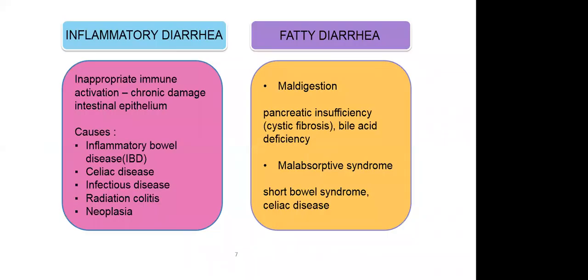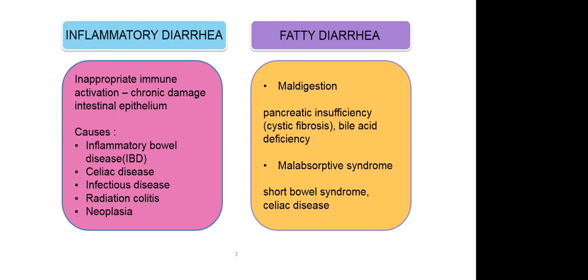So you must differentiate between these two, secretory and osmotic. The other two are inflammatory diarrhea and fatty diarrhea. Inflammatory is caused by inflammation, and this inflammation causes damage specifically to the intestinal epithelium. For example, the causes are IBD, which is quite common, and celiac disease, which is not common, but it should be included because it is an important cause. Infectious disease, radiation colitis, and neoplasm are also causes.